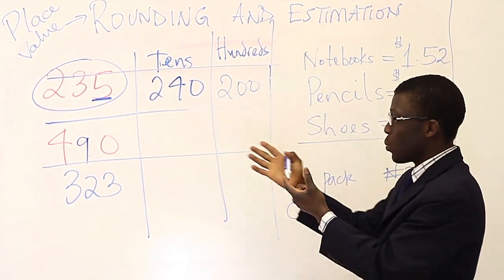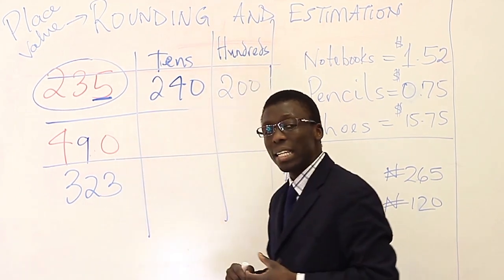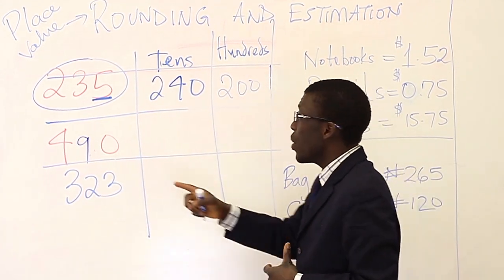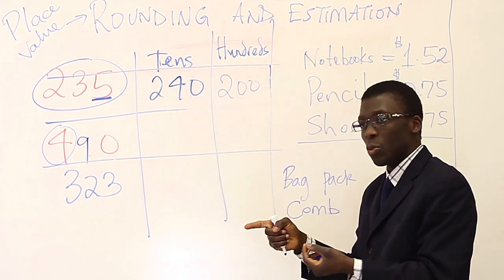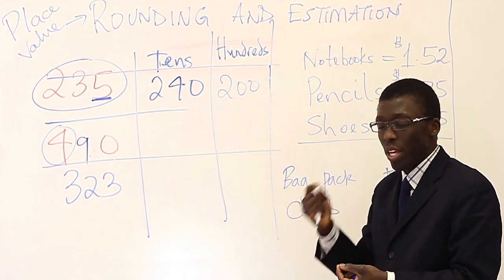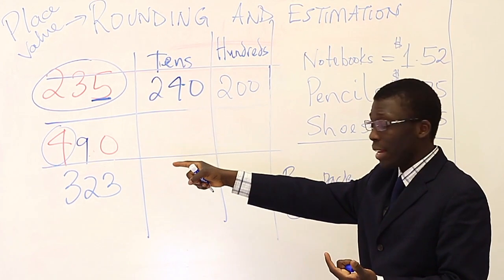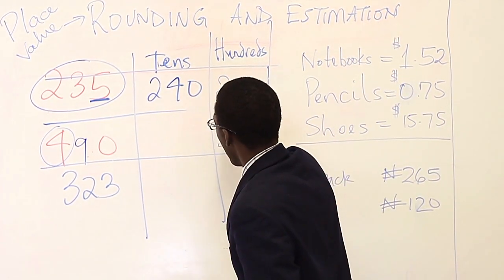The same principle applies if you're dealing with 490 and you're trying to round to the nearest 100. Well, if you're rounding to the nearest 100, the number next to the hundreds place is greater than 5, or equal to 5. In this case, it's 9. So that will be 500.